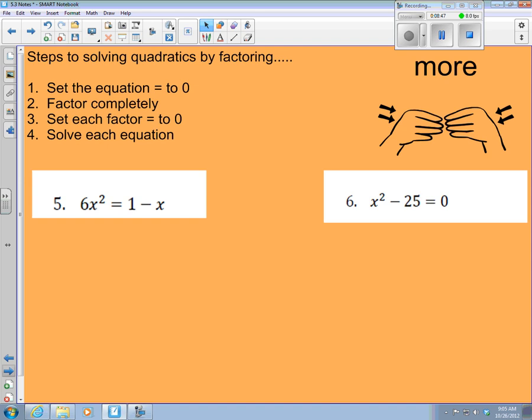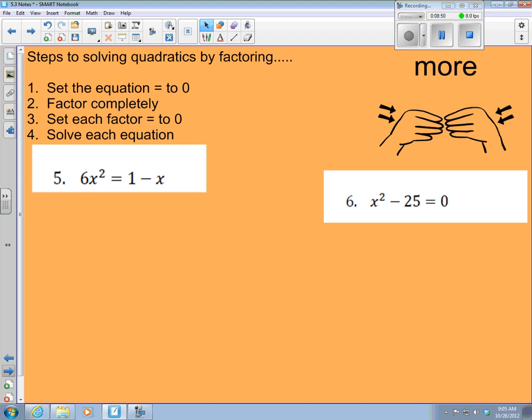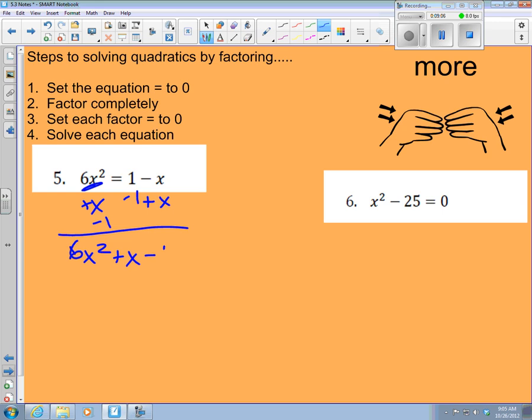Let's do number 5 here. This is kind of a tough one. I'm going to add x to both sides because I want to get everything equal to 0. It's a quadratic equation. Subtract 1. So I'm going to get 6x squared plus x minus 1 equals 0. First step, get everything equal to 0. Factor completely. Well, this is a general trinomial, and it's 6x squared. Okay, so it's going to be a little more difficult.